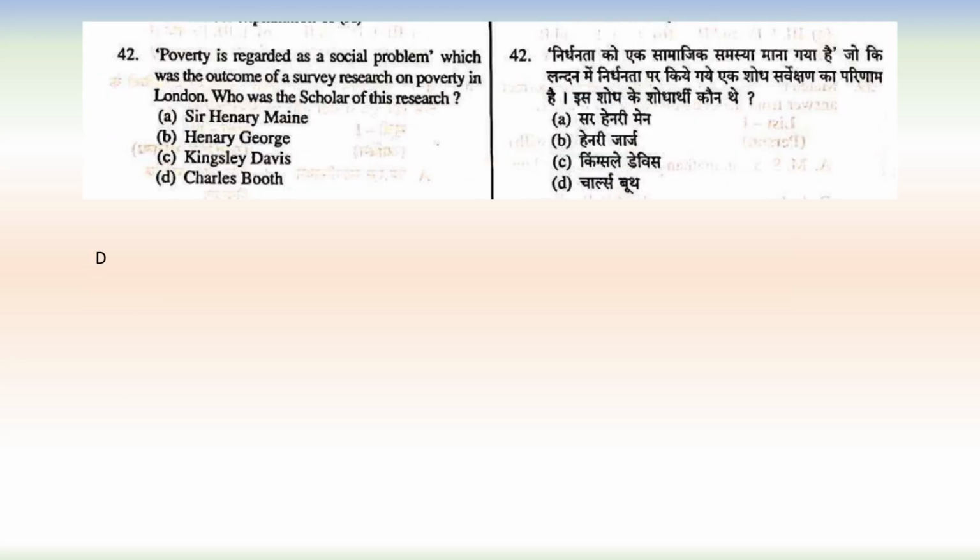Next one, poverty is regarded as a social problem, which was the outcome of a survey research on poverty in London. So who was the scholar of this research? It was Charles Booth.